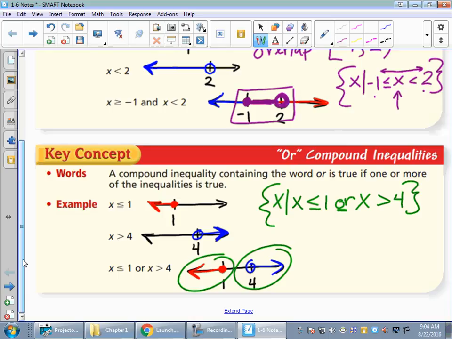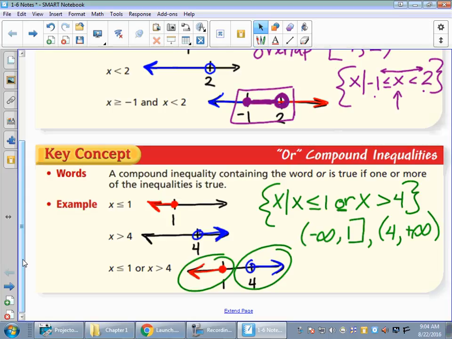In interval notation, you would actually have to write two different intervals. You'd have an interval for the values from negative infinity to 1, including 1. And then you have to write another interval, 4 to positive infinity. So not my favorite type, but I want you to get in the habit of that. I think that interval notation is better for and compounds, and set builder is better for ors.